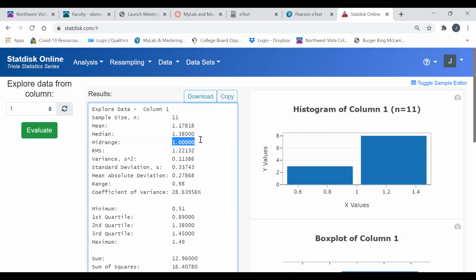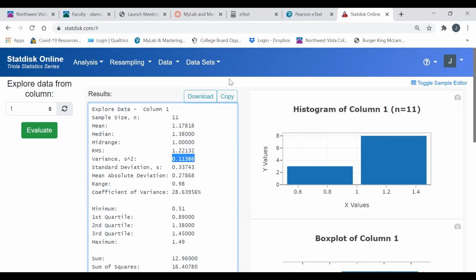Range. What is range? Range is 0.980. There's the range. Standard deviation 0.337. And the variance is 0.114. Yeah, I've got to change that 3 to a 4 because next to the 3 is a number higher than 5. So I have to increase that 3 to a 4.